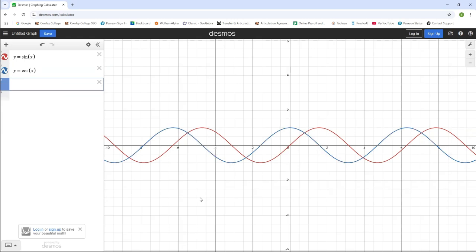All right, so my cosine's in blue, and it does this. It starts at a 1 up here, and this is pi over 2, 0. This is pi, -1, 3 pi over 2, 0, 2 pi, 1.